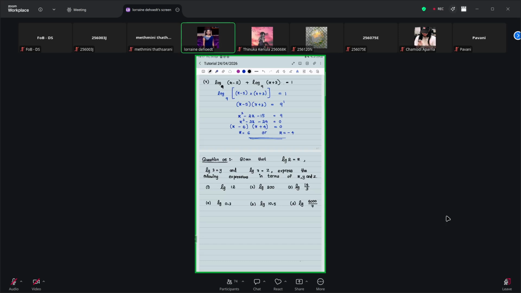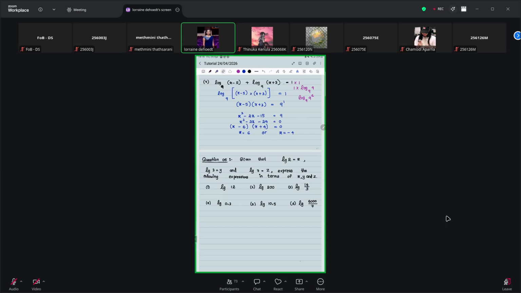No, not 9 to the power 9. This one you can write as 1 into 1. No, that means 1 into log base 9, 9. That means log base 9 to the power 1. Is it okay? Okay. Now, this one is not the final answer because I told you log is not defined for negative terms.